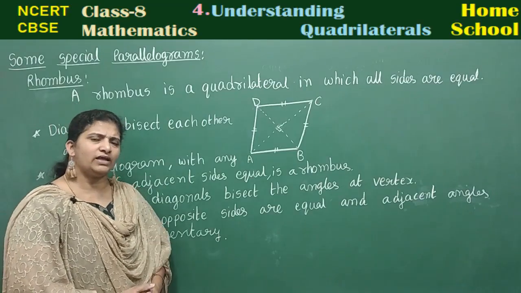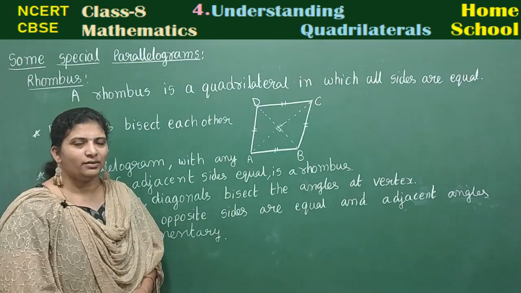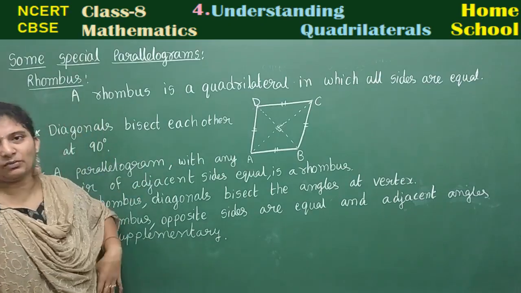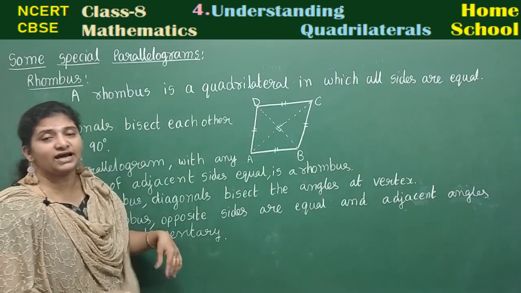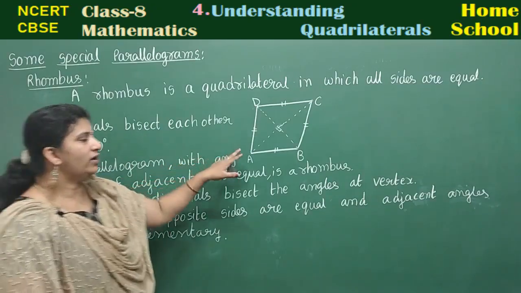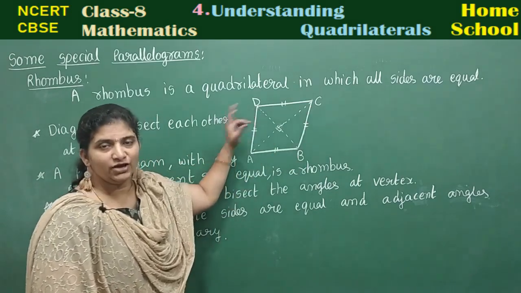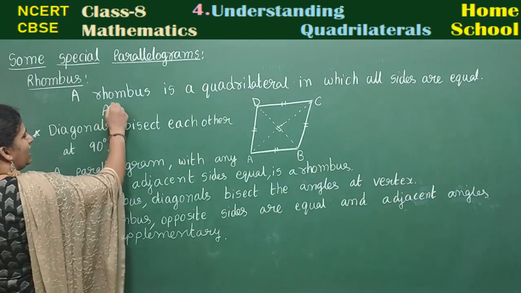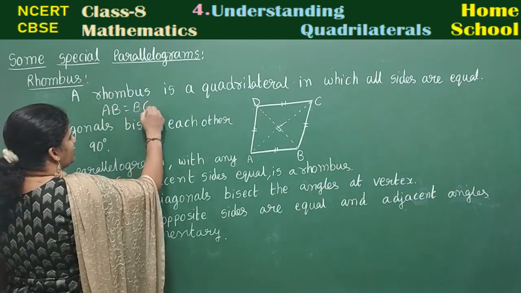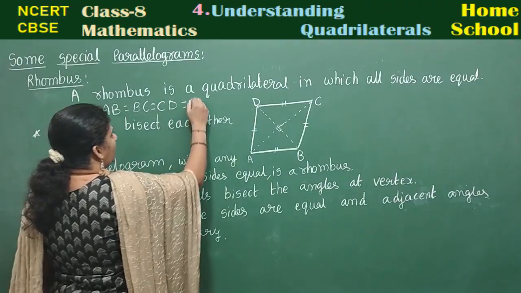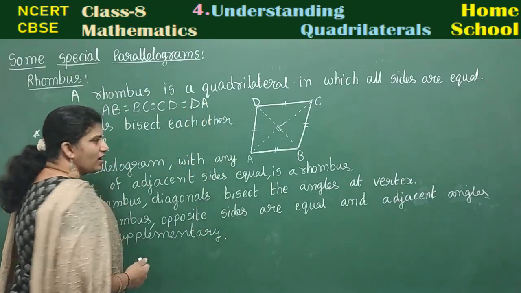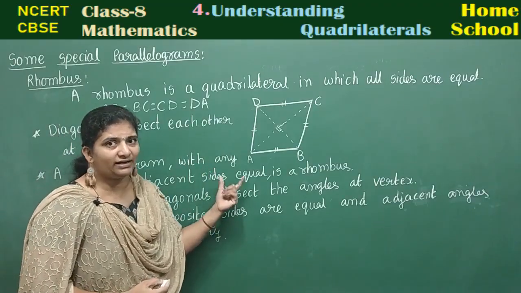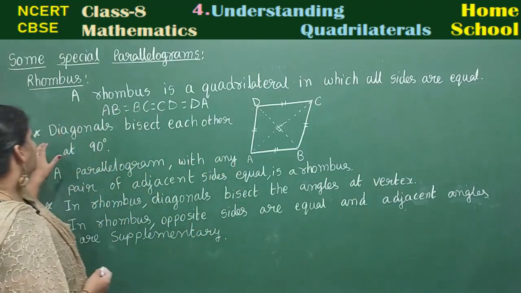All sides are equal. Immediately we remember a square. But what is the difference? Let us see here. A rhombus is a quadrilateral in which all sides are equal. Look here, ABCD is a rhombus. All sides are equal. That is, AB is equal to BC is equal to CD is equal to DA. When all sides are equal, you may call that quadrilateral a rhombus.